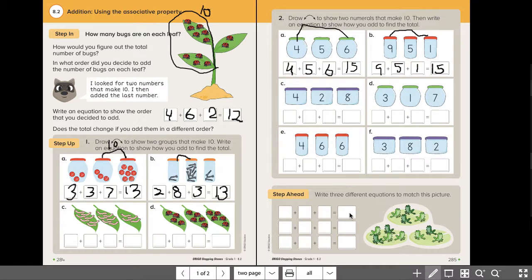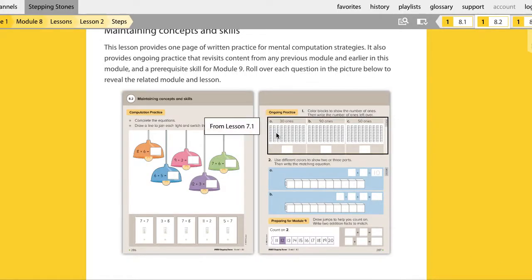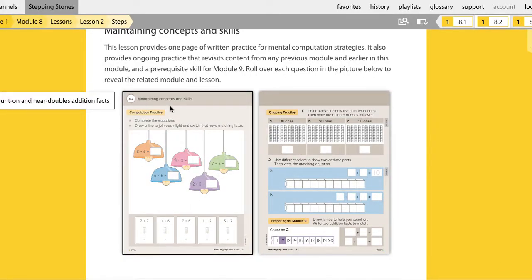All right, step ahead means it's getting you ready for the next lesson and getting you ready for 2nd grade. Okay, along with that, 8.2 has another page. I'm going to close this real quick. Remember, this is a recorded video, so you can pause it. If you turn the page, 8.2 has a review assignment, which is page 286 and 287. Here you're adding, complete the equation, and then draw a line to join each white slip, light and switch that have matching totals. Okay, so 8 plus 6, so that's 8, 9, 10, 11, 12, 13, 14.